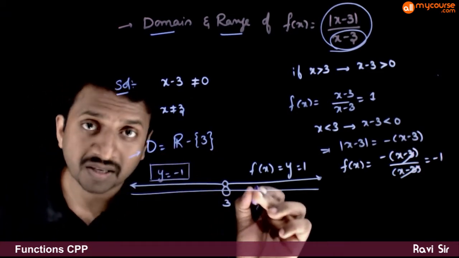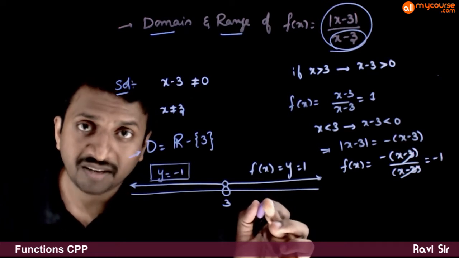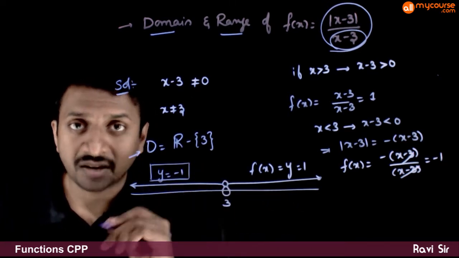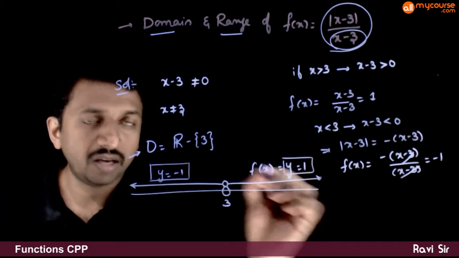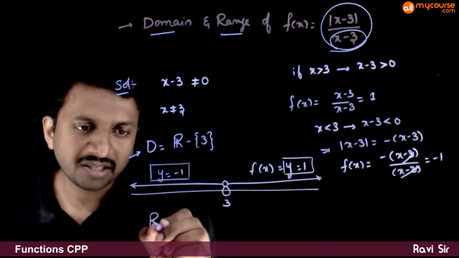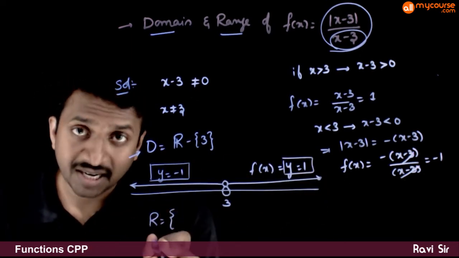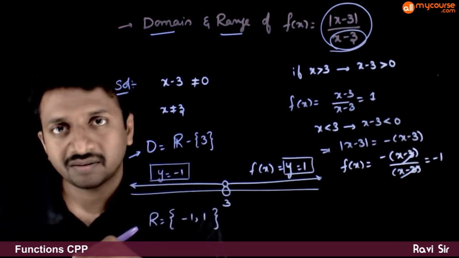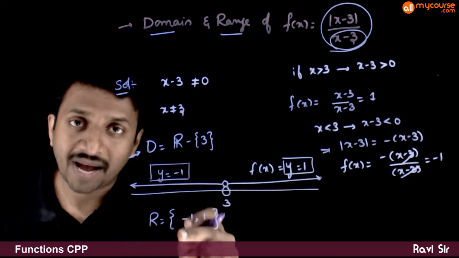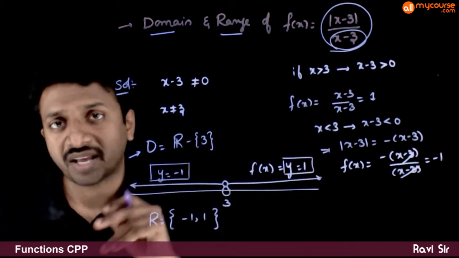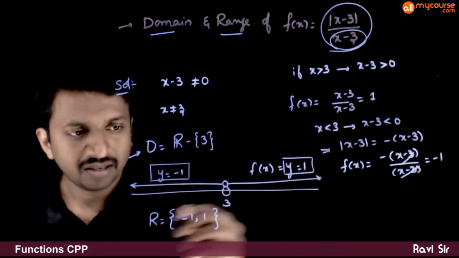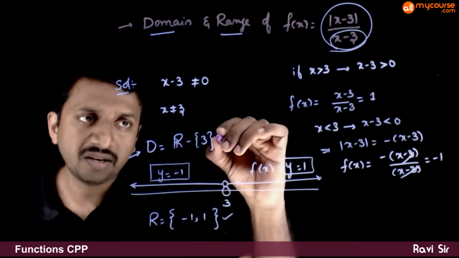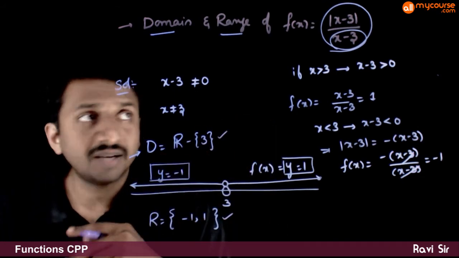For all numbers which are greater than 3, for all these values of x, y will always be equal to 1. So what is the range? Range is the set containing minus 1 comma plus 1. So you either get minus 1 as the answer or plus 1 as the answer, nothing else. So range is minus 1 and plus 1. Domain is all real numbers except 3.